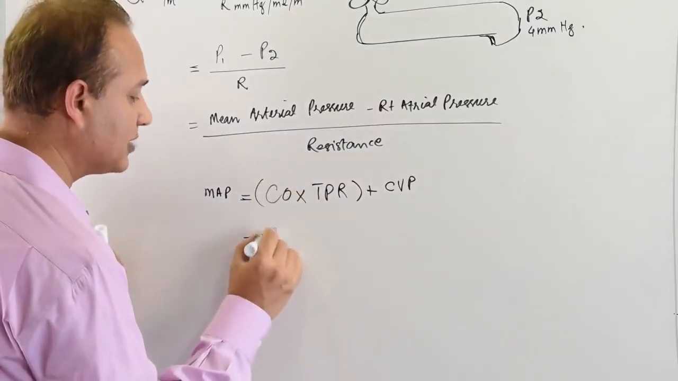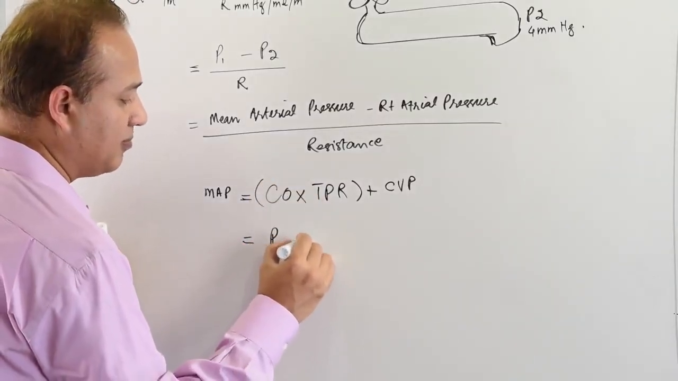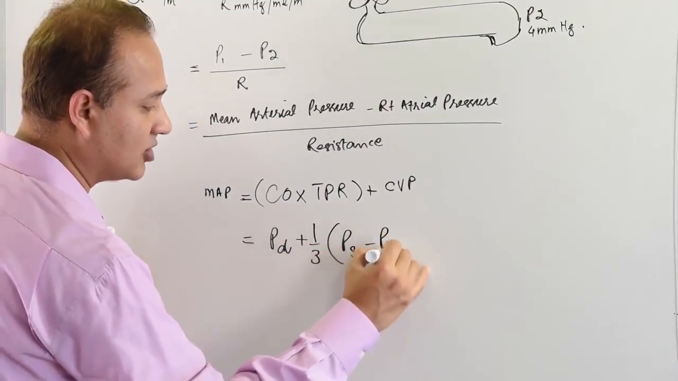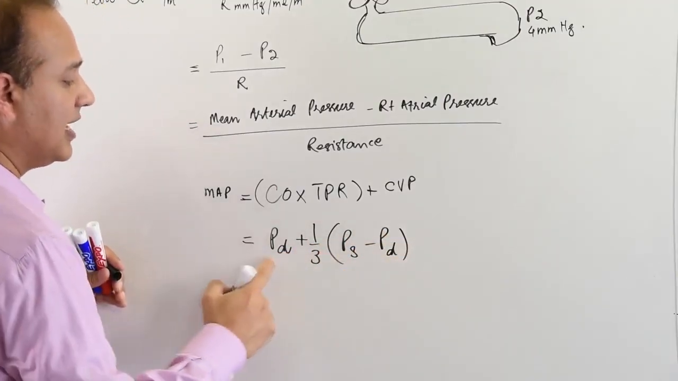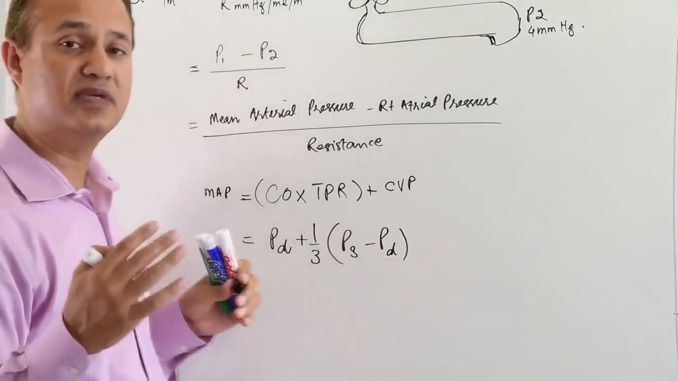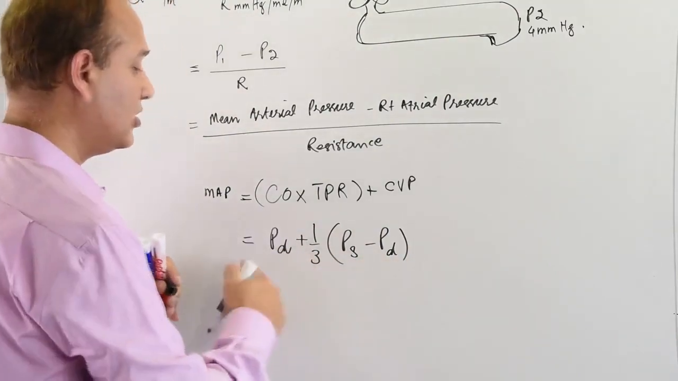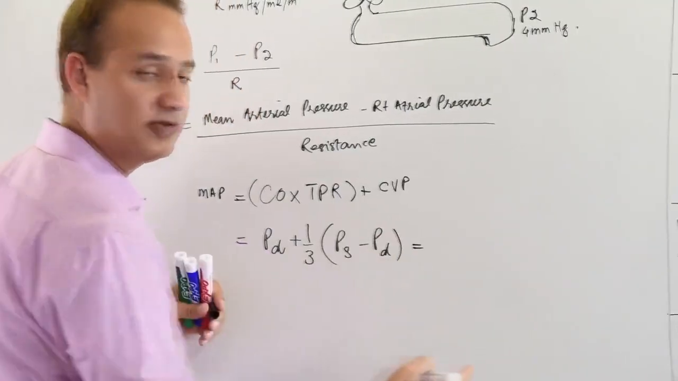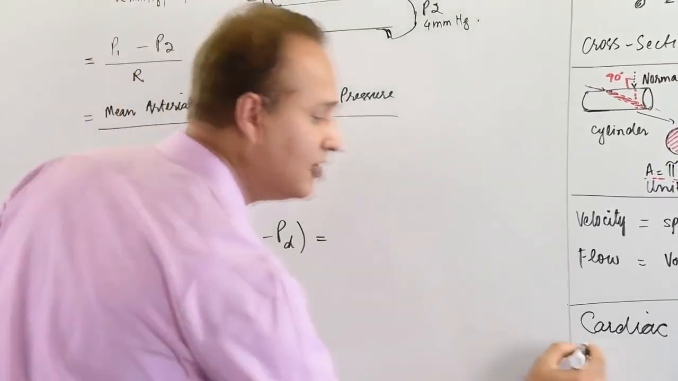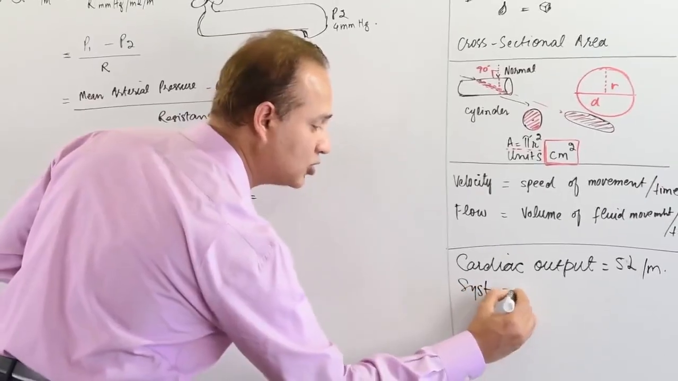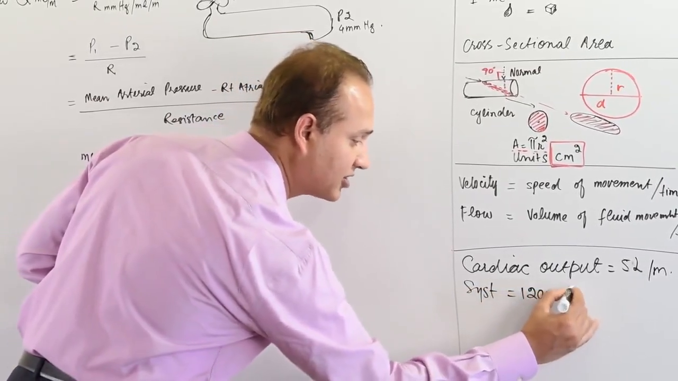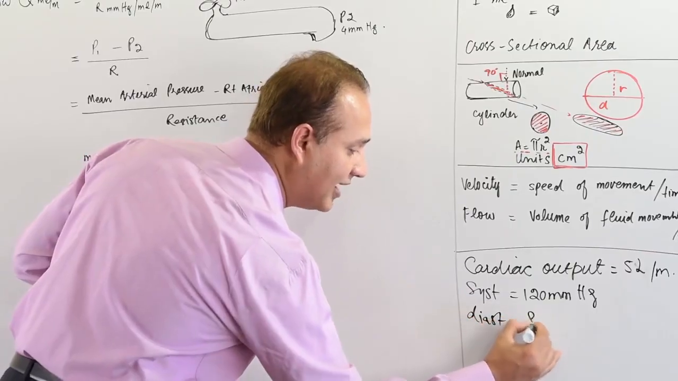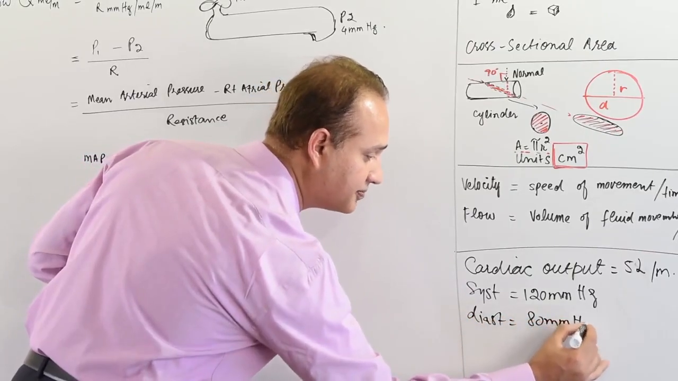What is that? You take pressure diastolic plus 1/3 of the pressure systolic minus pressure diastolic, which is the pressure difference. If you add them, that gives you the rough mean arterial pressure. So if I do that math very quickly, in this healthy individual with a cardiac output of 5 liters per minute, we'll also assume that systolic pressure is 120 millimeters of mercury, and he has a diastolic blood pressure of 80 millimeters of mercury.